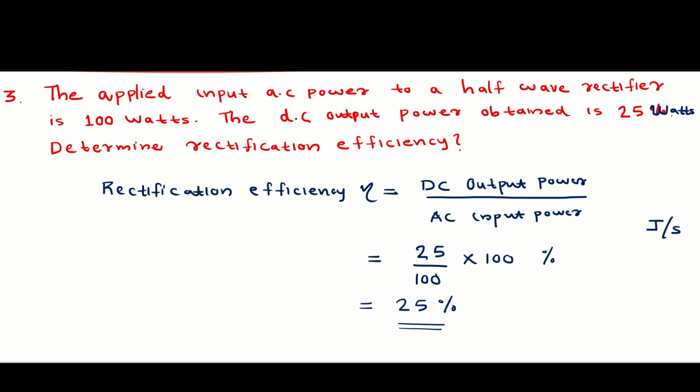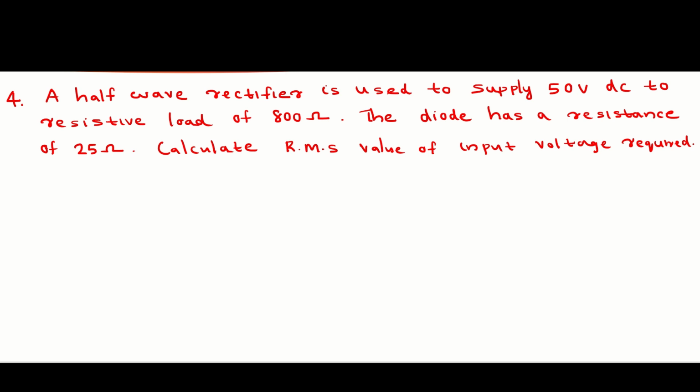What is the maximum efficiency of a half-wave rectifier? It is 40.5 percentage, the maximum efficiency attained by the half-wave rectifier. And the next question is, a half-wave rectifier is used to supply 50 volt DC to a resistive load of 800 ohm. The diode has a resistance of 25 ohm. Calculate the RMS value of input voltage required.